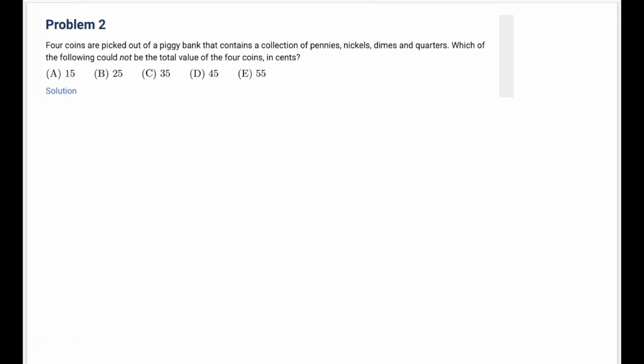Number 2: 4 coins are picked out of a piggy bank that contains a collection of pennies, nickels, dimes, and quarters. Which of the following could not be the total value of the 4 coins in cents? Okay, so since these are all multiples of 5, none of the 4 coins can be pennies, because they would make it not a multiple of 5. But if pennies are out of the question, then the least amount possible is nickels, so it's 5 times 4. This is 20 cents, and so anything less than 20 cents is impossible. The answer is A.